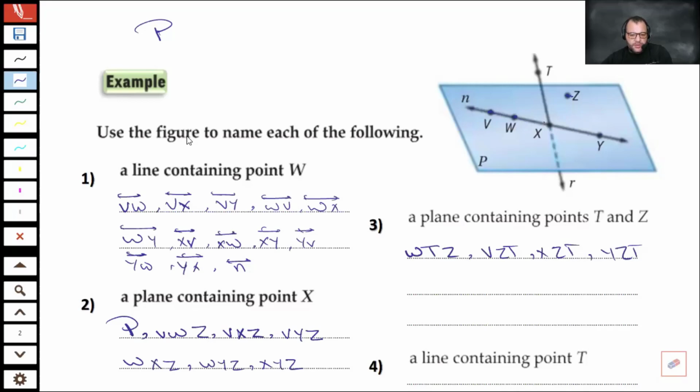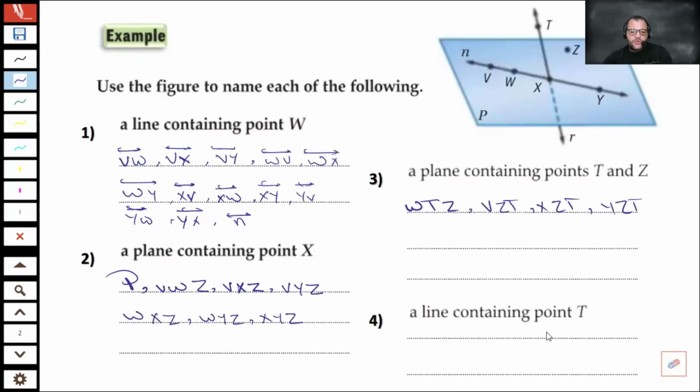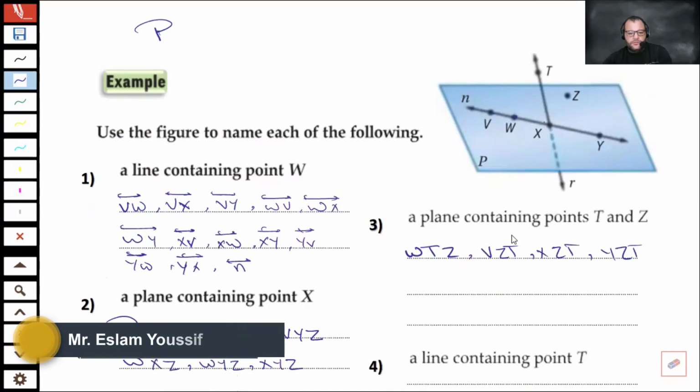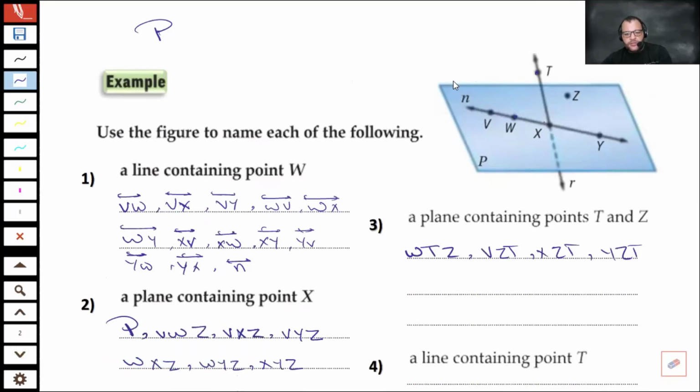So it means we can take W, V, and T. But now I need the plane which contains the point X, not all of the planes that we have. Okay. The plane that contains the point T. I need a plane which contains the point T. So to draw any plane passing through the point T, just write T and any other 2 letters.